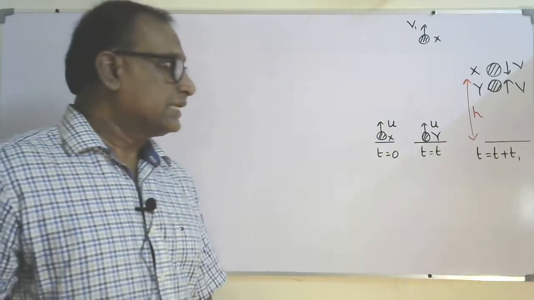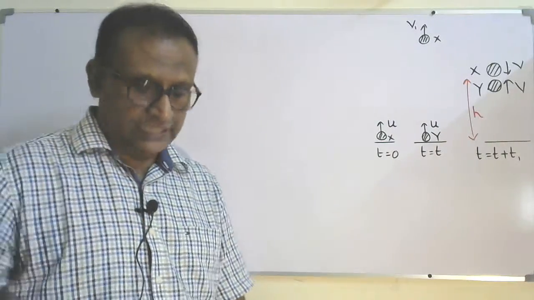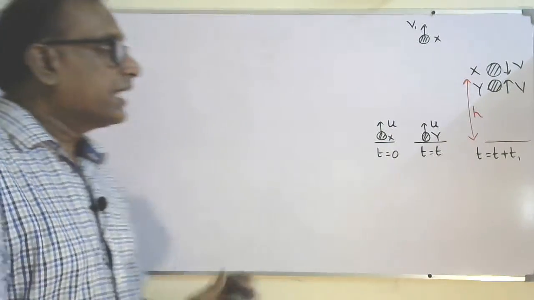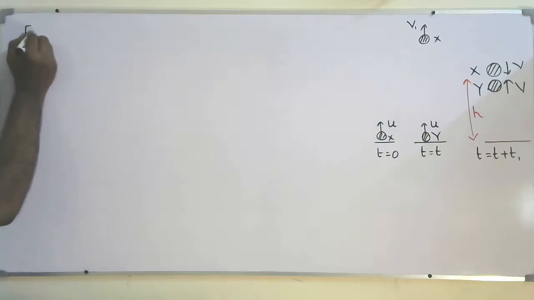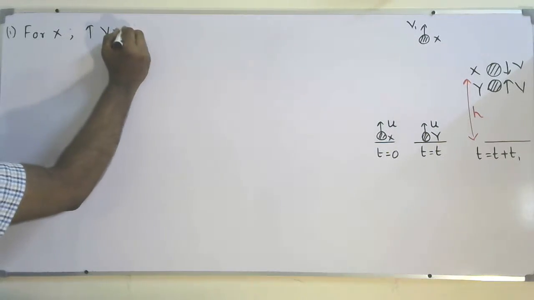Okay, so I'm going to use that idea. Both will have the same speed when they collide. Just before collision, they'll have the same speed. Okay, so I can use it for x. So first part I'm answering. For x, I'm going to use the upward direction, v equal u plus at.